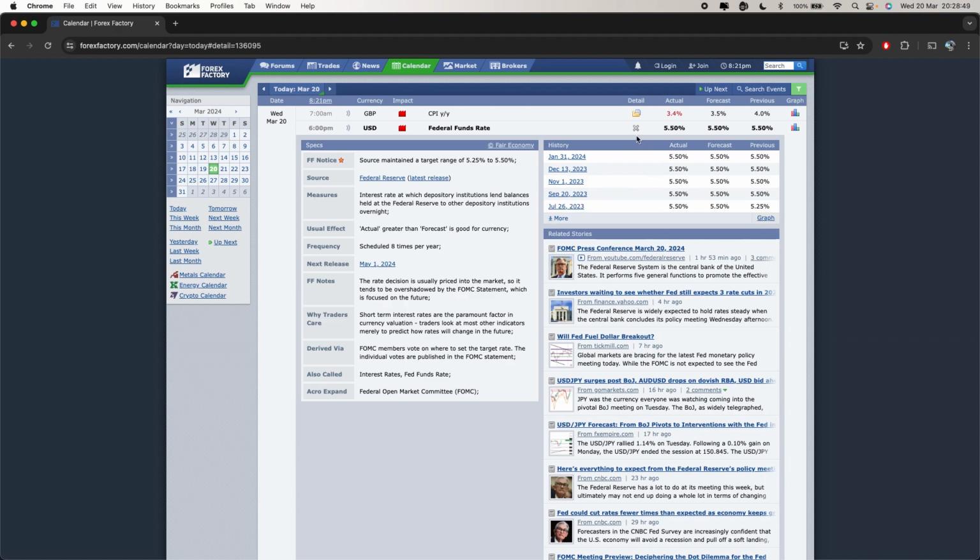Now, as you can see, the actual came out at 5.50, which is equal to the forecast. Now, technically speaking, that value is equal to. So when it states actual greater than forecast, the only time the US dollar is going to increase in its value is if the actual is greater than the forecast. If it's equal to or less than, in comparison to what the usual effect is, it means that the US dollar is getting weaker. So it has to be greater than, it can't be equal to, and it can't be less than. Otherwise, the US dollar is weaker.